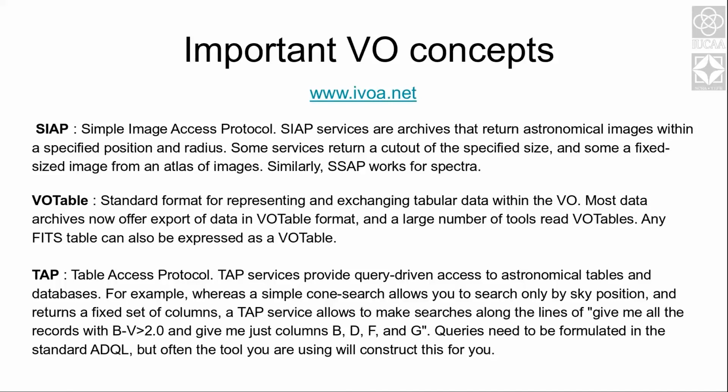There is something known as TAP, which is called the Table Access Protocol. Where a cone search allows you to search only by sky positions, the TAP service allows you to make searches along the lines of, give me all the records with B minus V, that's the magnitude in the B and V bands, greater than 0, and give me just columns B, D, F, and G, and so on. So you can really customize things much better than you can with a simple cone search.